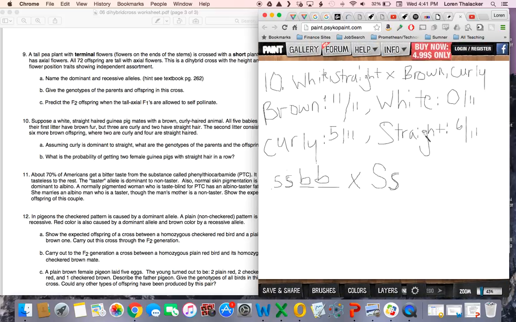But the next question is, I know this brown curly-haired one has got to have a big B. I know that it has at least 1 brown allele. But since we didn't see any white offspring at all, I know that it has both big B alleles. That's for letter A. This is our genotype of our two guinea pigs.